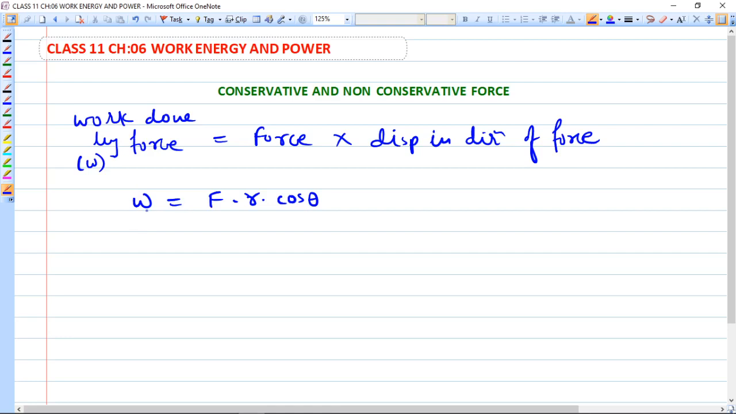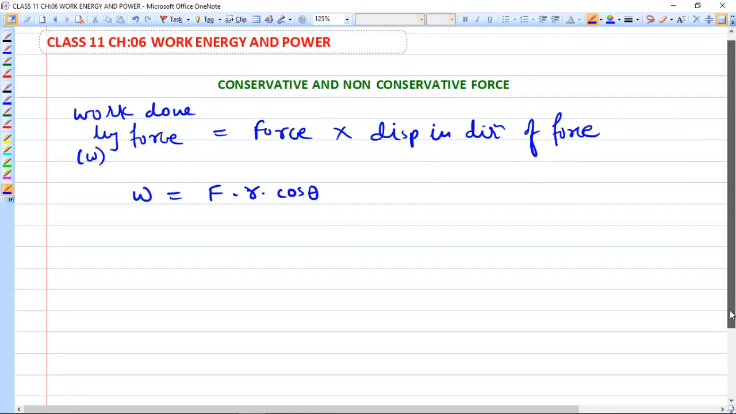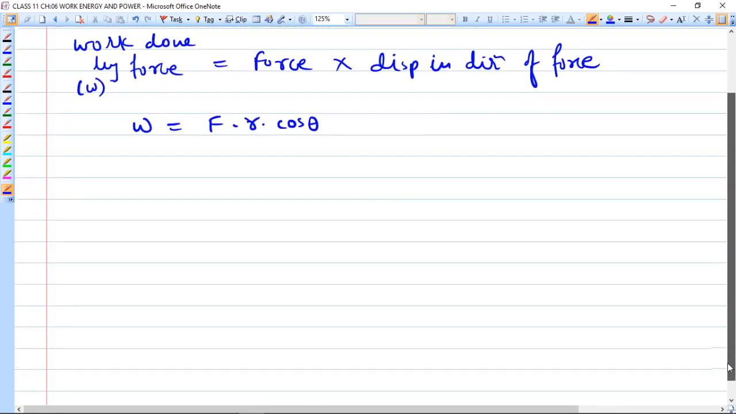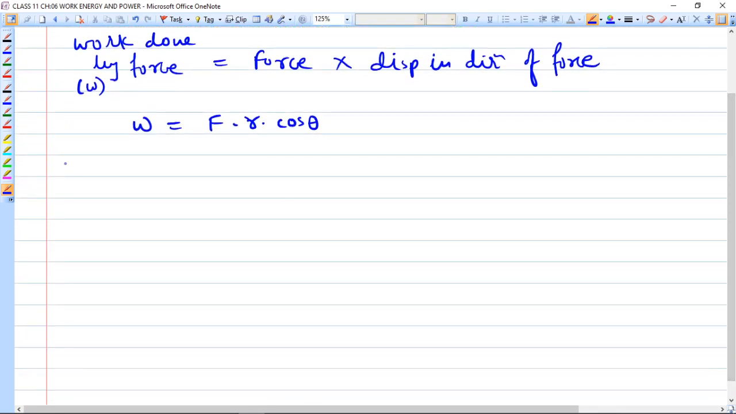Okay, today we are going to discuss two important forces. One is the conservative force and another is the non-conservative force. It is very important to discuss these two forces. We will start our discussion with the conservative force. So give heading conservative force.